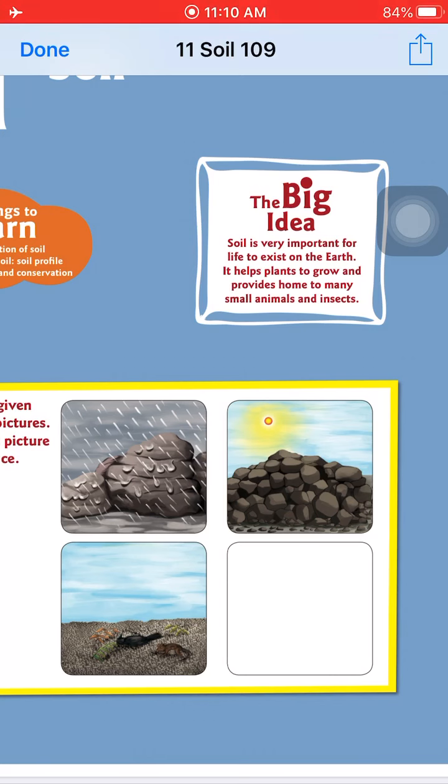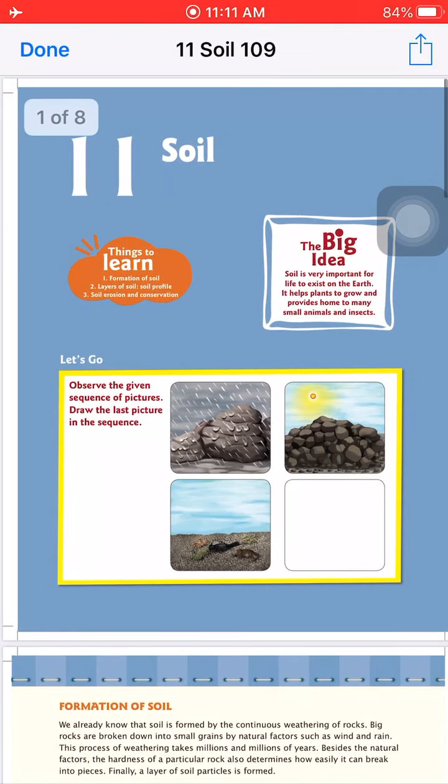Soil is very important for life to exist on the earth. It helps plants to grow and provides a home to many small animals and insects. As we all know, all living beings, like humans, animals and birds, get food from the plants. And plants grow with the help of soil. If the soil is not good or not fertile, then the plants cannot grow properly and we cannot get raw food from the plants. So firstly, now we start our chapter.